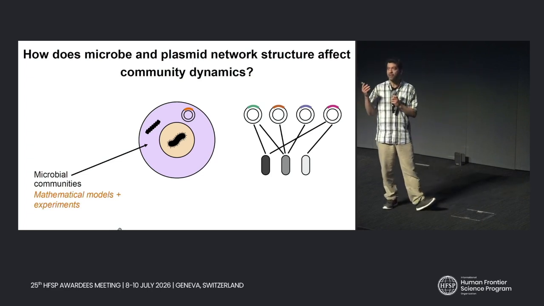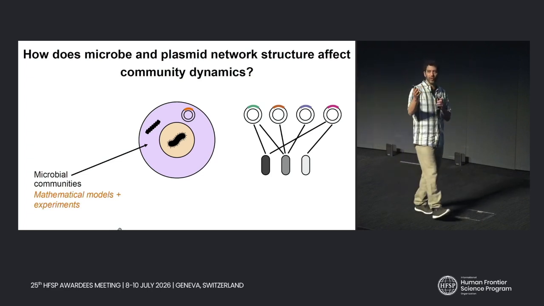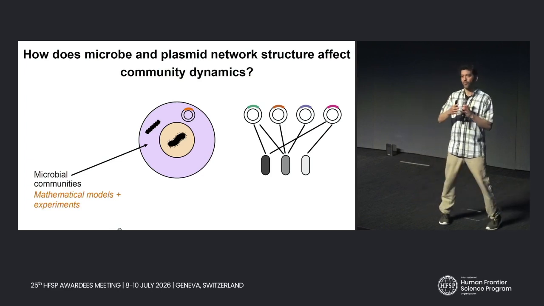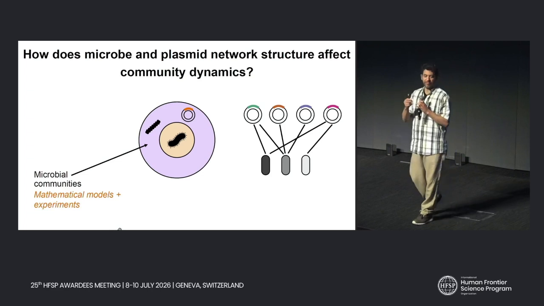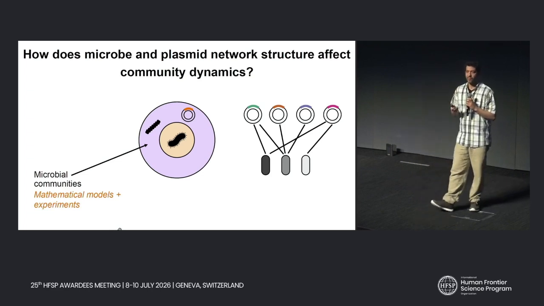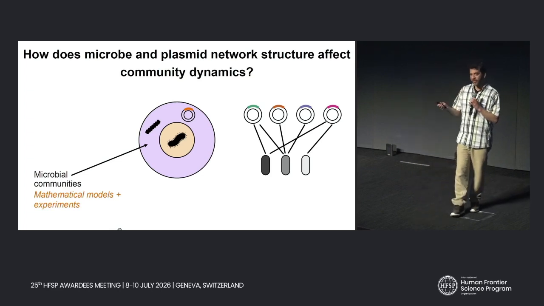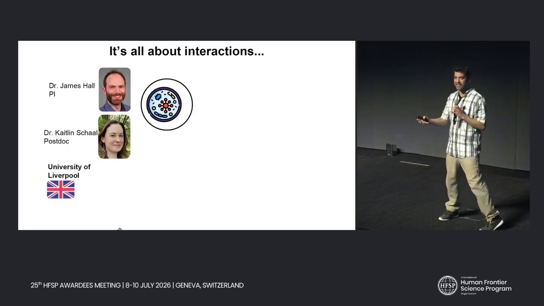So we have a largely open question: how does microbe and plasmid network structure affect community dynamics? This is a really difficult question, especially if you want to understand it in the wild. So you start simple. We started not in the wild, but with modeling and experiments. And because this is a large and difficult question, it is also an interdisciplinary question.